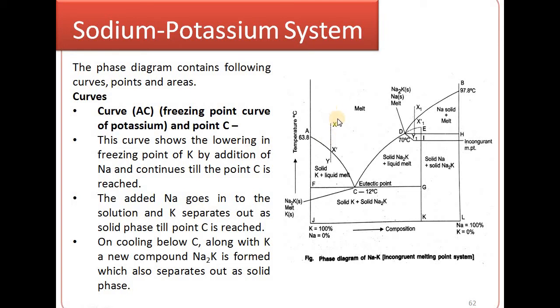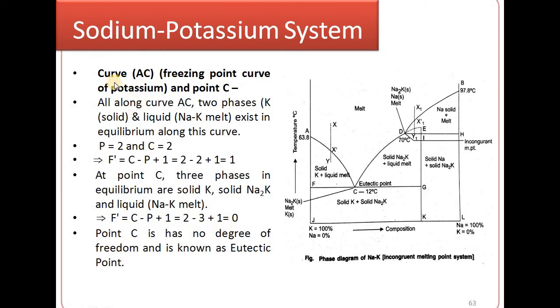The liquid melt corresponding to this composition, suppose X, as it is cooled down, on reaching this curve, solid potassium will start separating out. This solid potassium will be in equilibrium with the liquid melt until we reach point C. Now on reaching this temperature, which is minus 12 degrees Celsius, what will happen? A new solid phase is going to form, which is Na2K. So below this line we have two phases, which are solid K and solid Na2K.